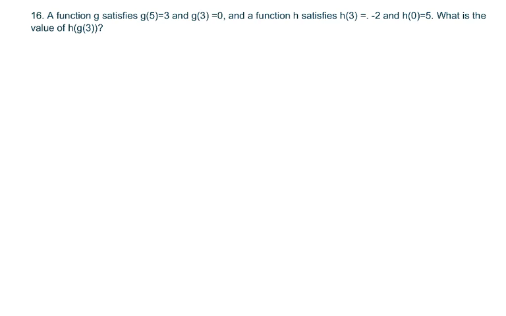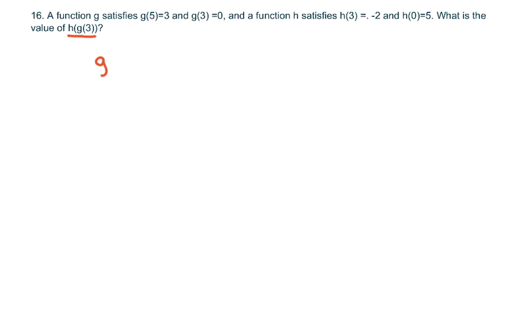Next one is the last one. We have a function that satisfies g of 5 is 3, g of 3 is 0. Then we have another function h, where h of 3 is negative 2 and h of 0 is 5.